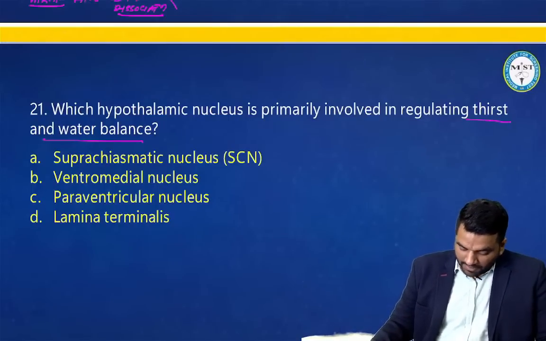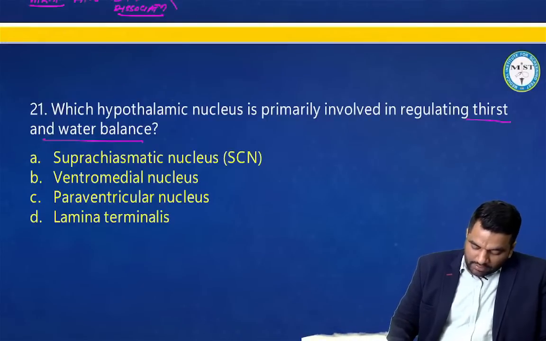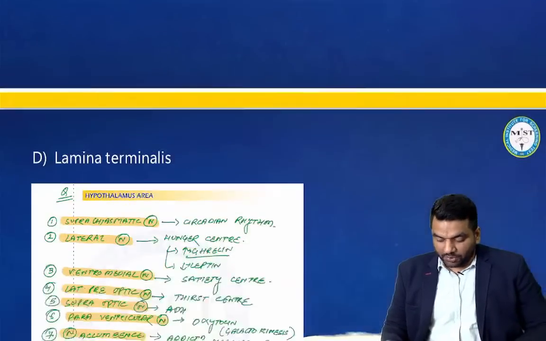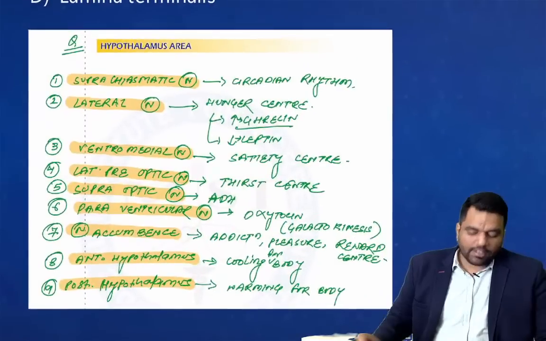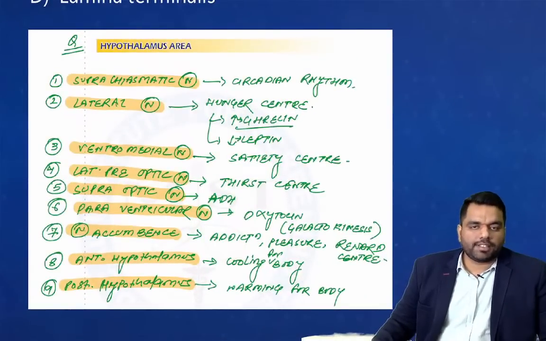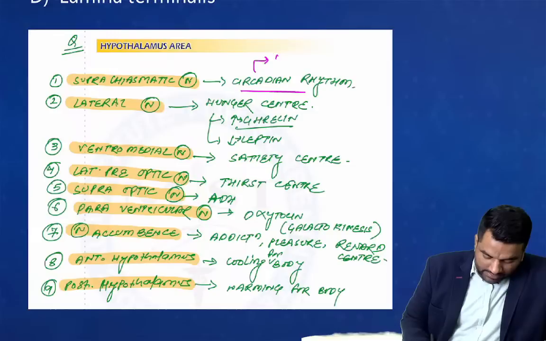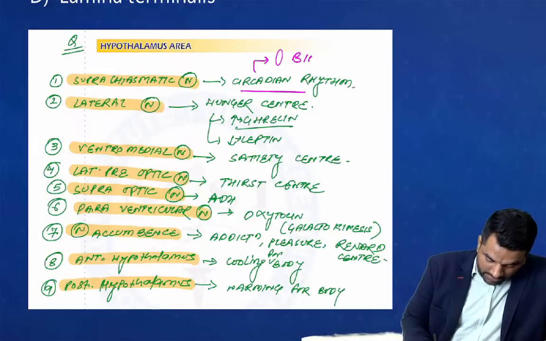Please answer me. First of all, tell me the different hypothalamic areas which we discussed during the classes. So those are these ones. Number one, the suprachiasmatic nucleus. This is for the circadian rhythm. This is also called the biological clock.